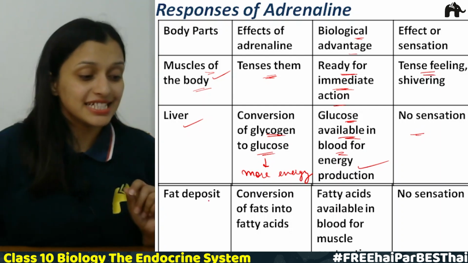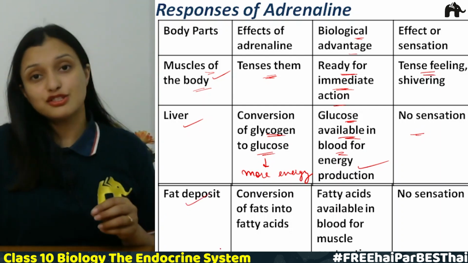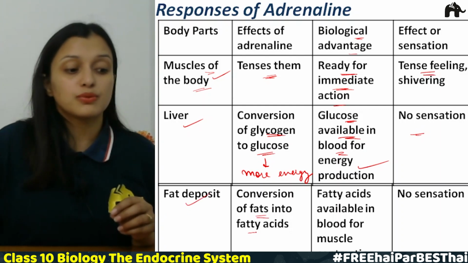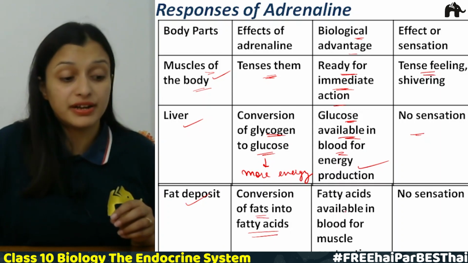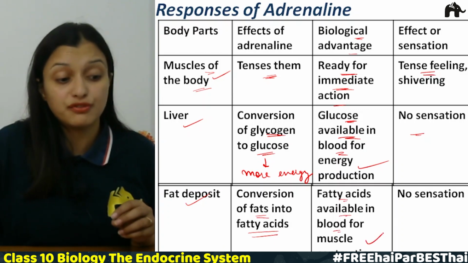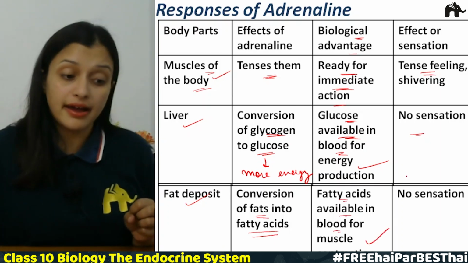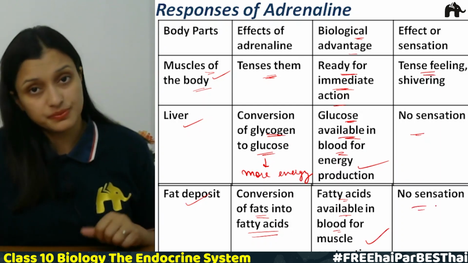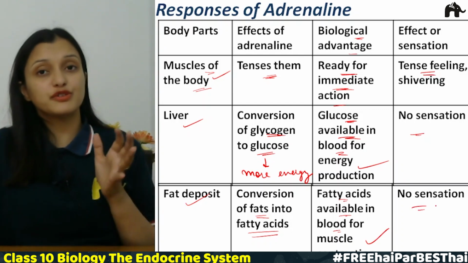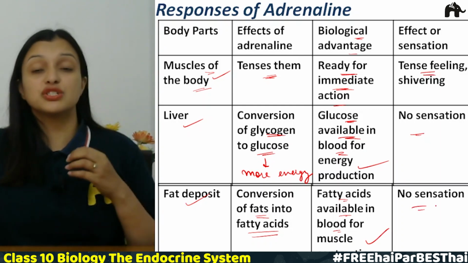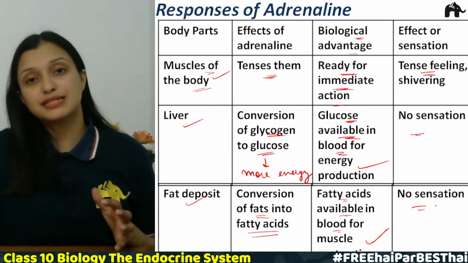Okay, the next is fat deposit. In the case of fat deposit, the fat will also be converted into fatty acids, and fatty acids will be available in the blood for muscle contraction, and again there will be no sensation, right? I hope all the responses, the biological advantages, the effects, everything is clear to you.